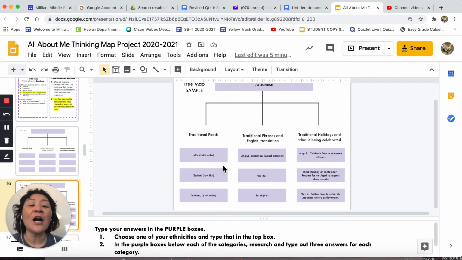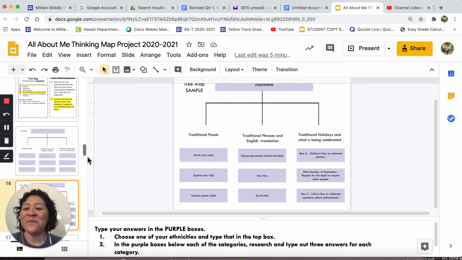You can't just copy. Even if mochi is your favorite food, you're going to find something else that is a traditional food. So you're going to have to do some research. You cannot just copy mine and be like, yeah, I got it all, because I'm going to choose Japanese and I'm just going to copy hers. No, you can't do that.